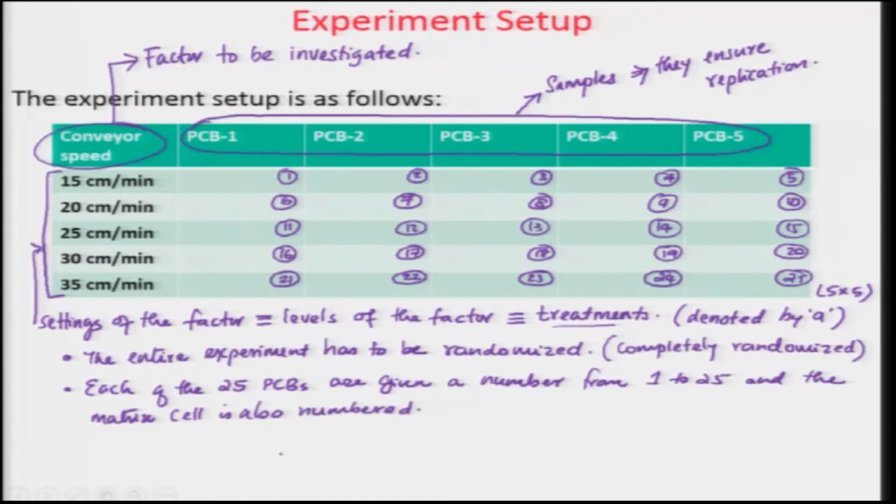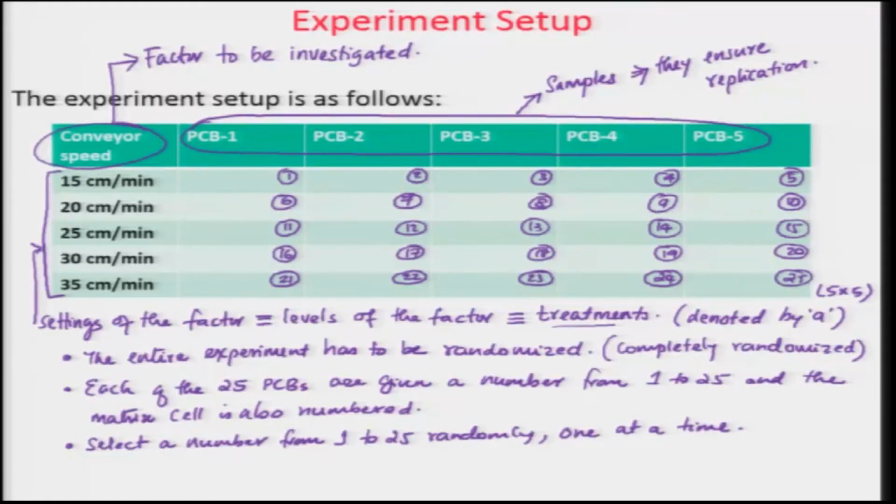Okay. Then what we do is select a number from 1 to 25 randomly, one at a time.